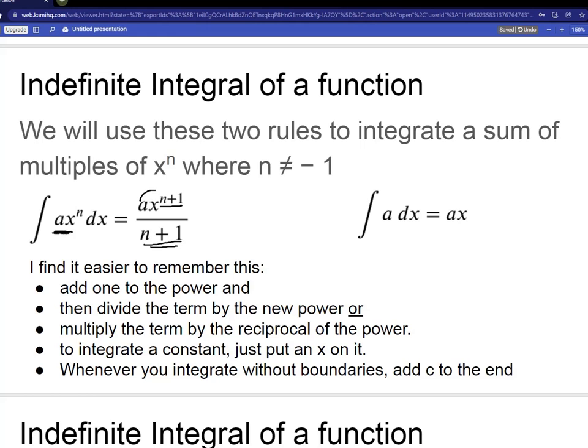If I'm integrating any kind of term that's got a power, then this is technically what I'm doing, but it's really hard to remember as far as what's going on. So if I'm doing integration, I'm going to add 1 to the power, and then I'm going to divide the term by the new power, or I'm going to multiply the term by the reciprocal. And if I have to integrate a constant, then I'm just going to put an x on the end. And whenever you integrate and you don't have any boundaries, you put a plus c at the end.